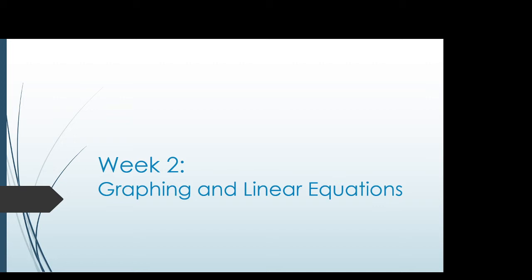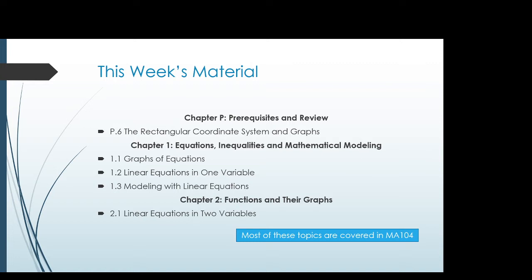So here we go. It is week 2. Week 2, you are learning about graphing and linear equations. The sections we're covering this week are kind of a mixed bag. We're pulling from here, pulling from there, but they do have a coherent message, so to speak. We're taking the very last section of Chapter P, the prerequisites and review section. We're doing P.6, rectangular coordinate system and graphs.